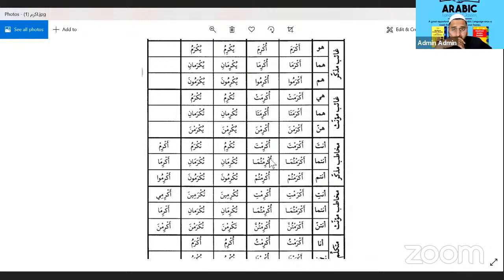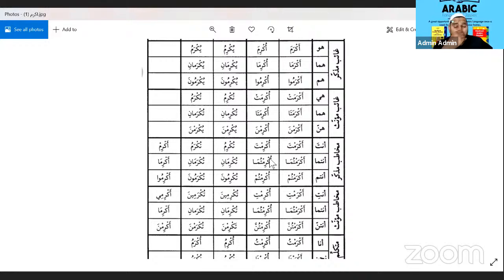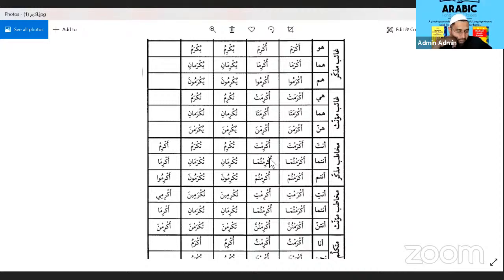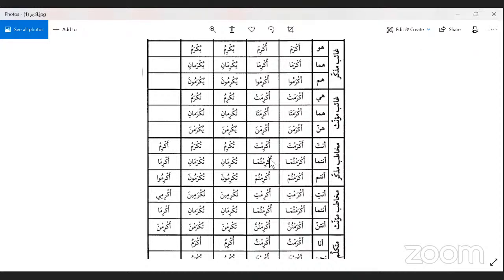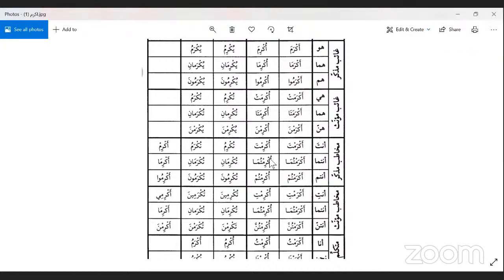Huma akrama, they both gave respect. Hum akramu, they all gave respect to someone. Hiya akramat, she gave respect to someone. Huma akramata, they both gave respect, female. Hunna akramna, they all gave respect, plural.